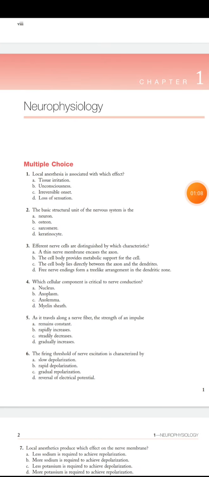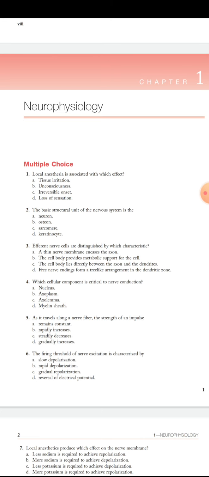Chapter 1. Neurophysiology. Question number 1. Local anesthesia is associated with which effect? A. Tissue irritation. B. Unconsciousness. C. Irreversible onset. D. Loss of sensation.